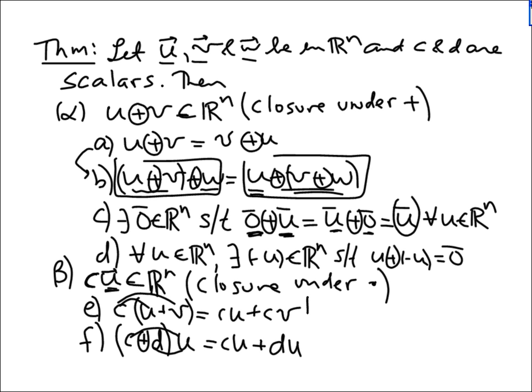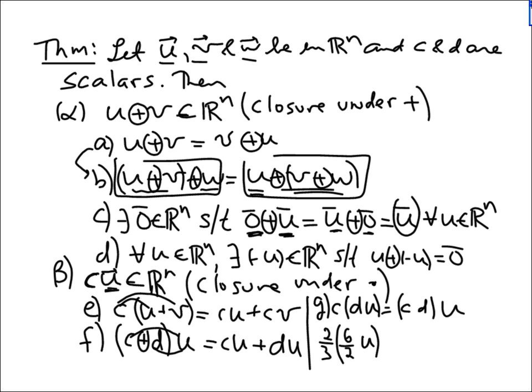There's 2 more. I'll put them on the right here. Letter G says if you scale u by d, and then you scale that new vector by c, an alternative is to multiply c and d together, and multiply that by u. And there's definitely reasons you want to do that. If you had, I don't know, 2/3 times 6/2 times a vector u. Well, of course, 6/2 is 3.